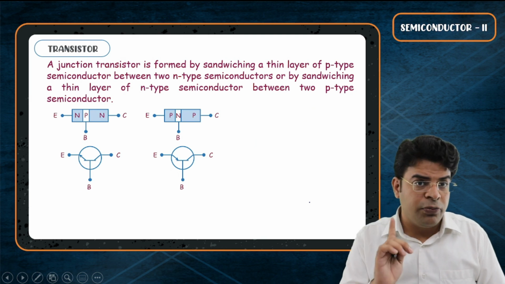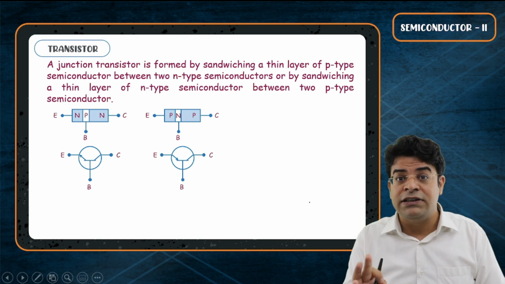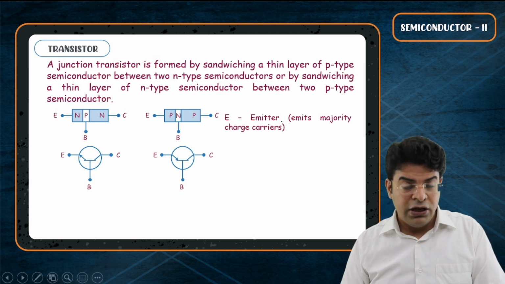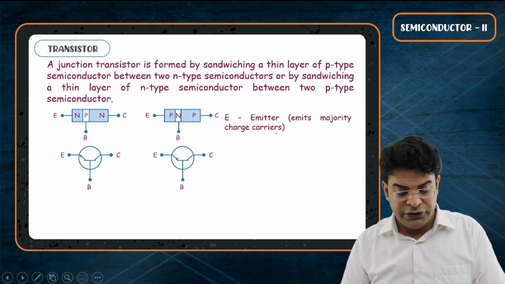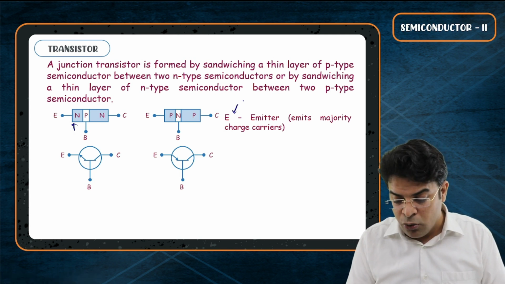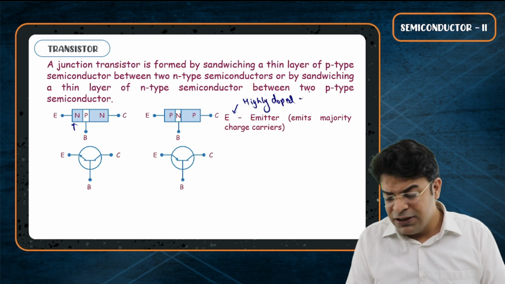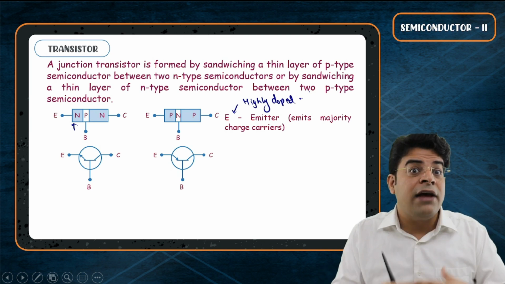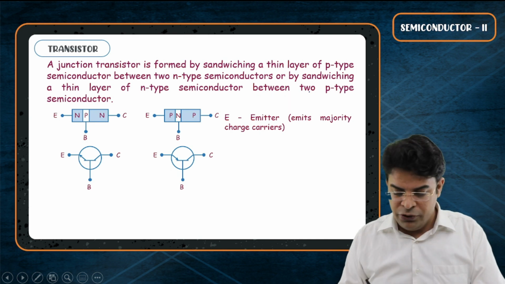Now some important points, beta. Keep focusing. These basics are important to understand transistor better. First, E is called emitter. Emitter is called emitter because it emits majority charge carriers. Do remember that emitter has to be highly doped. Why highly doped? Sir, it's emitter. It has to emit, and to emit more, it has to have more number of charge carriers.